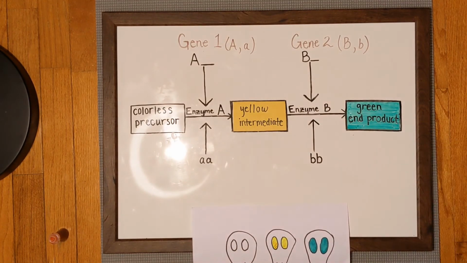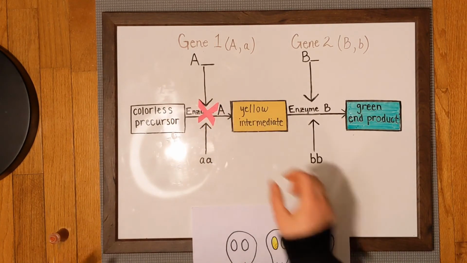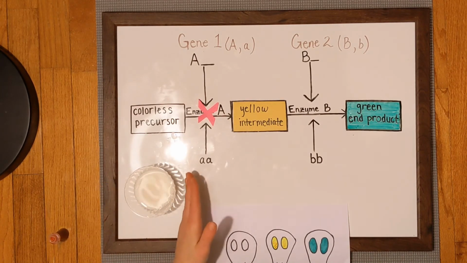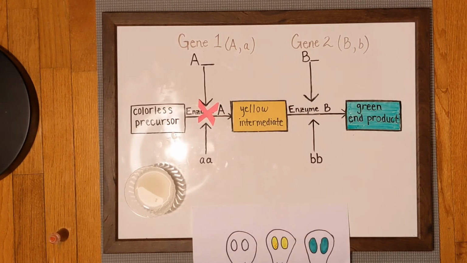Now, if you do not have a big A, you are not able to even consider encoding enzyme for yellow pigment, which means you'll stay at a colorless precursor no matter what you have at Gene 2.